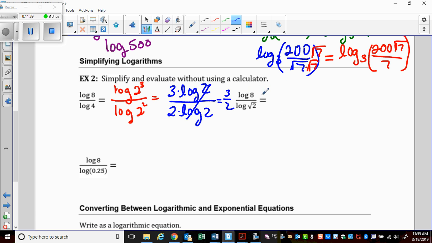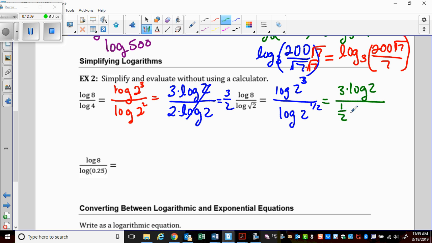Let's try this one. Log of 8 is, well, we know 3 log of 2, or log of 2 cubed, divided by log of the square root of 2. We can rewrite this as log of 2 to the 1/2. And we can bring this 3 down, bring the 1/2 down. This is going to be 3 times log of 2 divided by 1/2 times log of 2. These are still going to cancel. Anything divided by itself is 1. We get 3 divided by 1/2, which we multiply by the reciprocal, and this is 6.